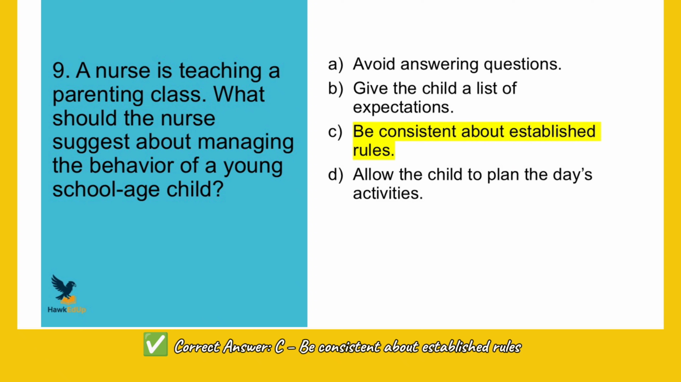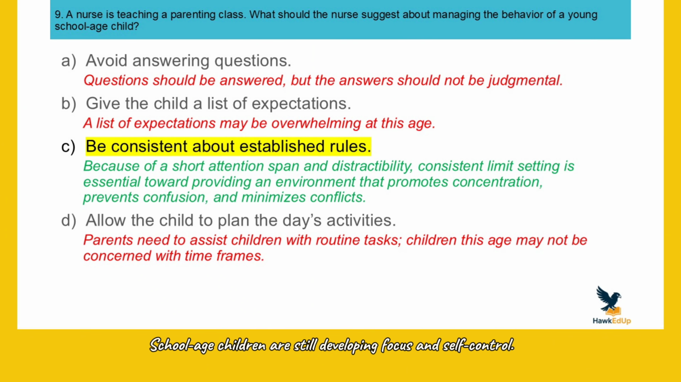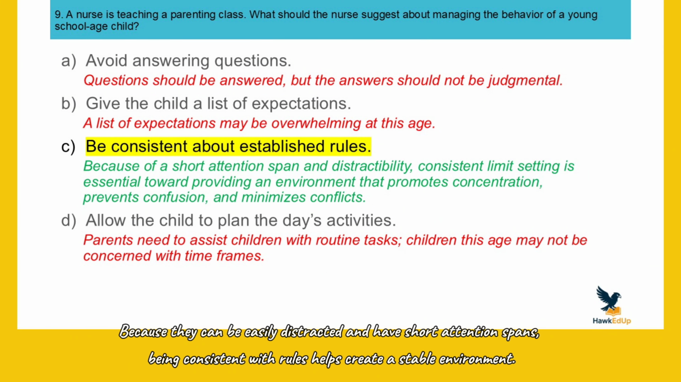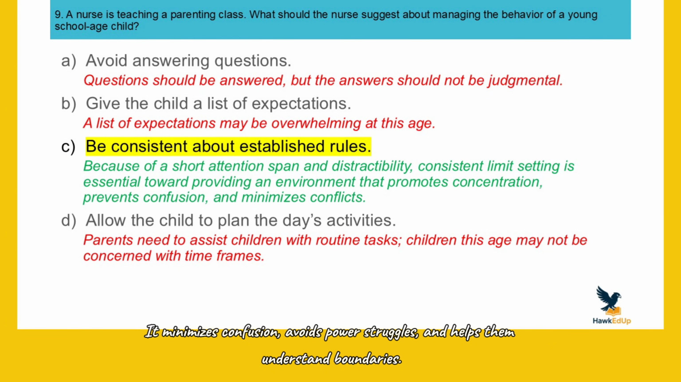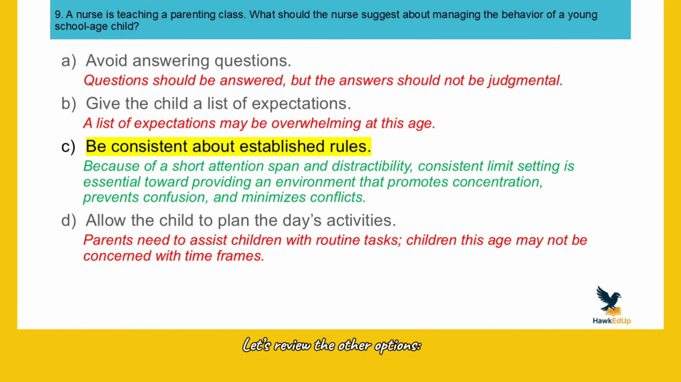Correct answer, C. Be consistent about established rules. Rationale. School-age children are still developing focus and self-control. Because they can be easily distracted and have short attention spans, being consistent with rules helps create a stable environment. It minimizes confusion, avoids power struggles, and helps them understand boundaries. Let's review the other options.